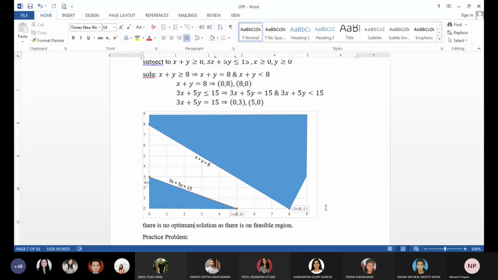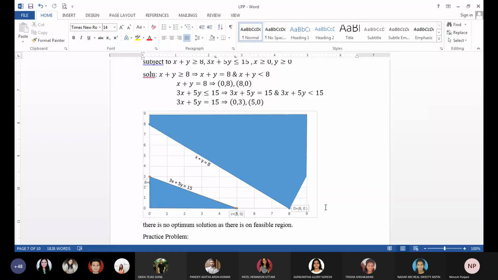And why was there no feasible region? Because for one line the region is above the line, for the second line the region is below the line. So there is no common region. So there is no feasible region in this example. So there will not be any optimum solution. Is this fine?